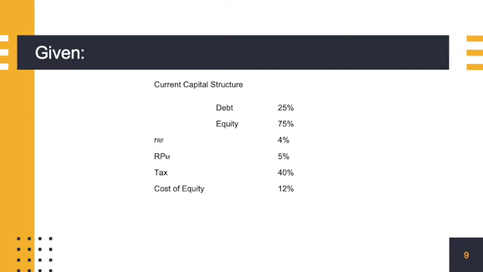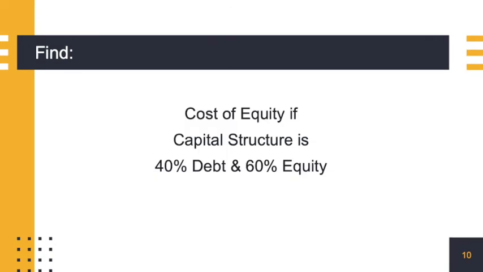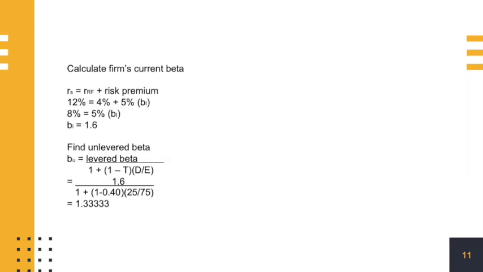Here are the given data. Debt is at 25%, equity is at 75%, its risk-free rate is at 4%, its risk premium is at 5%, tax is at 40%, and cost of equity is at 12%. We need to find the cost of equity if the capital structure is at 40% debt and 60% equity. Using the formula for the cost of equity, we can now find the firm's current beta. The firm's current beta is 1.6.